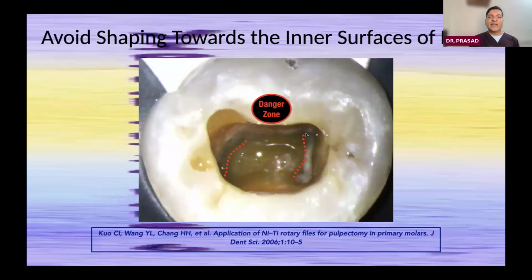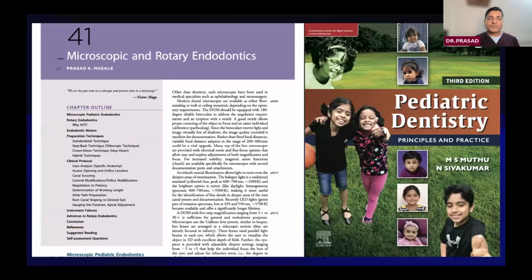Avoid shaping toward the inner surface of the roots. The red dotted line is the inner surface of the roots, where the permanent tooth bud is accommodated. Stripping in this area can cause a lot of complications because of the leaking of the irrigating agent as well as obturation material, that can deflect the path of eruption of the premolar. So avoid these danger zones.